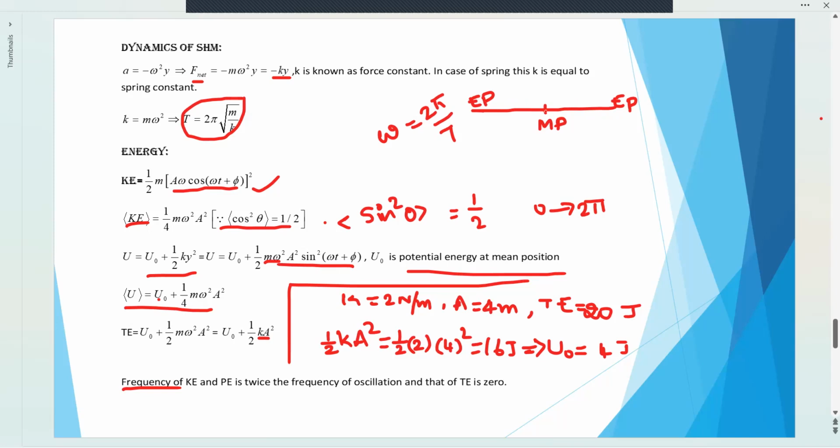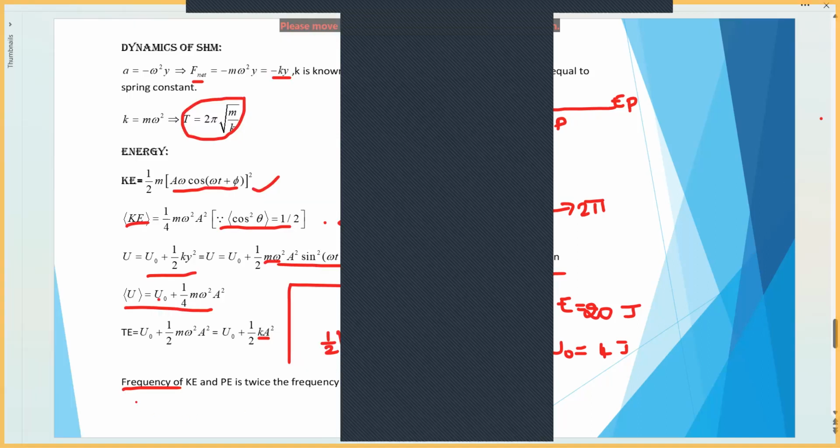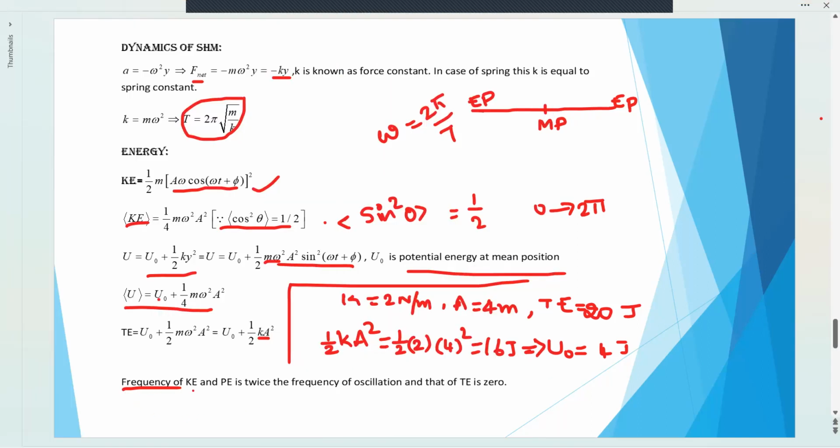In the same way, at the mean position potential energy is minimum. At the extreme position, potential energy is maximum. Again coming to the mean, potential energy is minimum. Again coming to the left extreme, potential energy is maximum. Like this, potential energy also keeps on changing periodically. That's why we are using the word frequency here: the frequency of kinetic energy and potential energy is twice the frequency of oscillation.